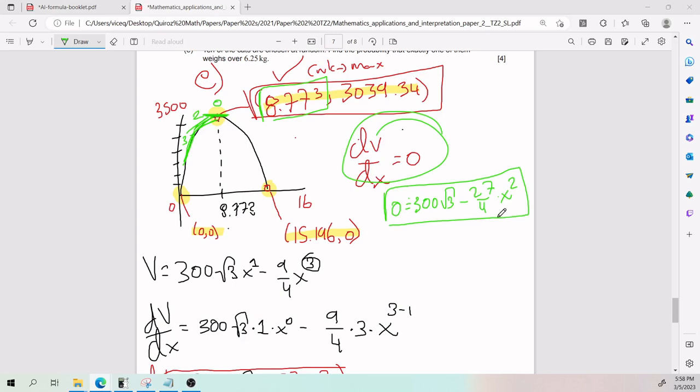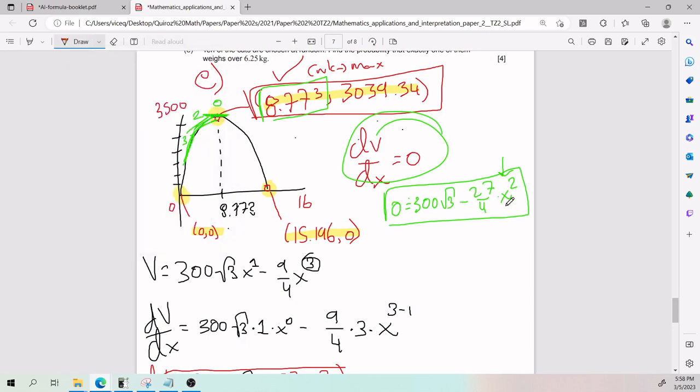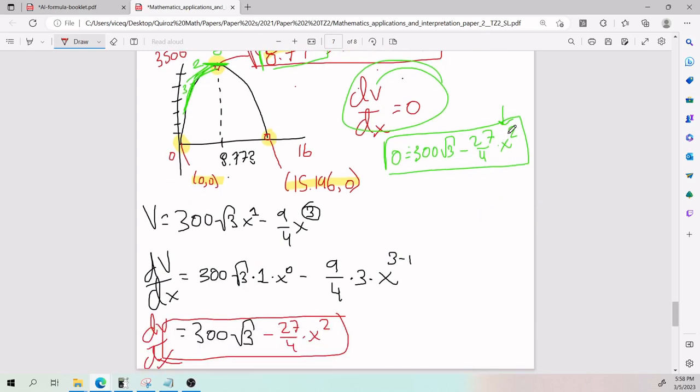If you're not sure how to solve this from this step because you have x squared on this side, there's a couple ways you can do it. I'm going to show you the classical one. You want to get x squared alone. First things first, I don't like that there's a negative with the x, so I'm going to add 27 divided by 4 x squared to both sides. So I have this on the left side, and on the right side, I have just this.